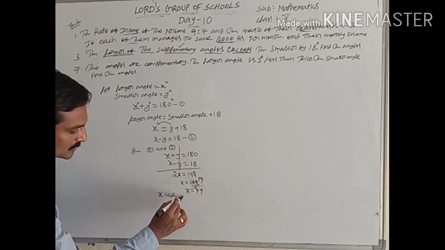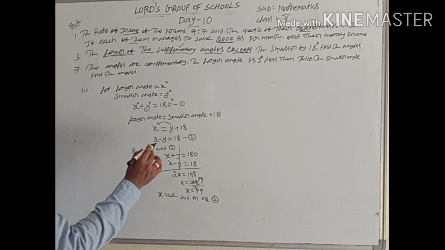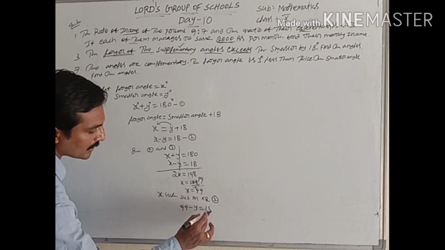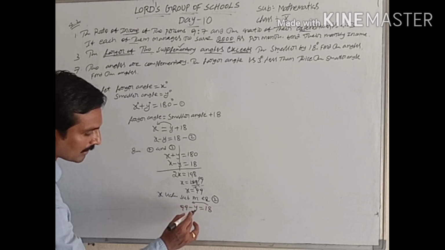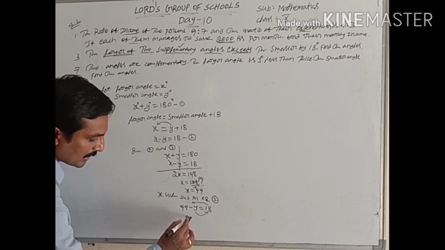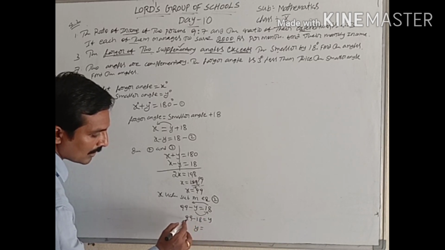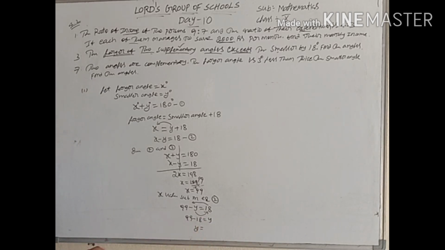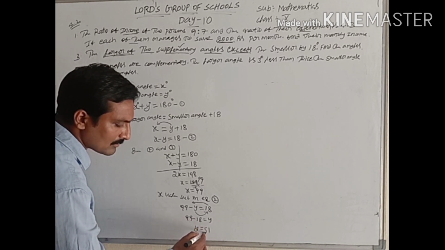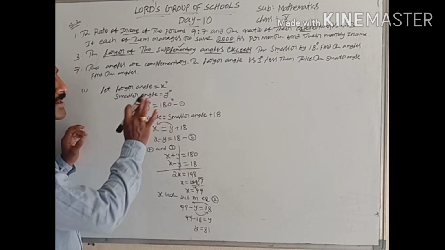Now this x value, substitute in equation 1 or 2. I will substitute in 2. 99 minus y is equal to 18. This side plus 18 transits here as minus 18, minus y transits here as plus y. 99 minus 18 is equal to y. y is equal to 99 minus 18. How much? 81 degrees. The sum of these two is 180 degrees.